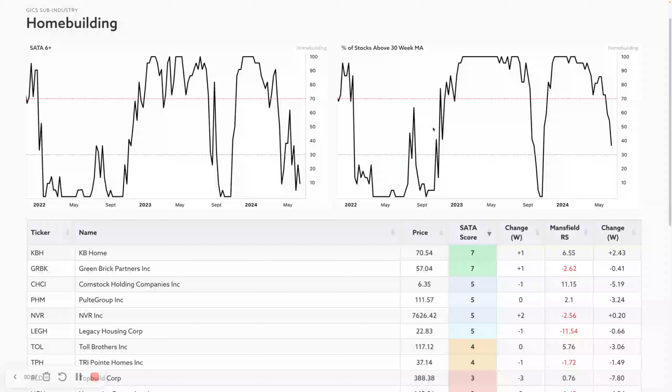I'm going to start today's video with a look at some new features that I've added this week before getting on to the regular content, going through the watch list and the various market breadth charts, etc.